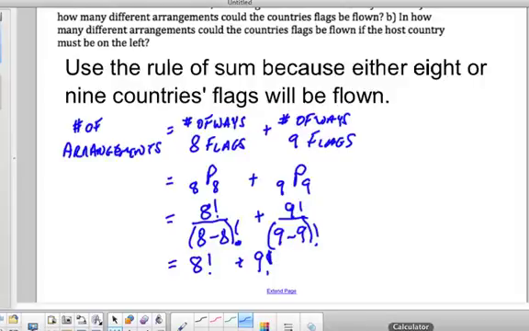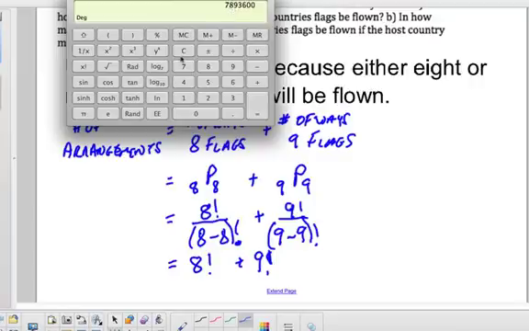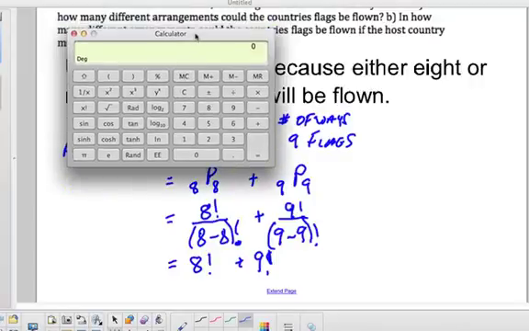So we're going to use our calculator here. It's going to be 8 factorial, which is 40,320, plus 9 factorial, which is 362,880, and that's equal to 403,200.